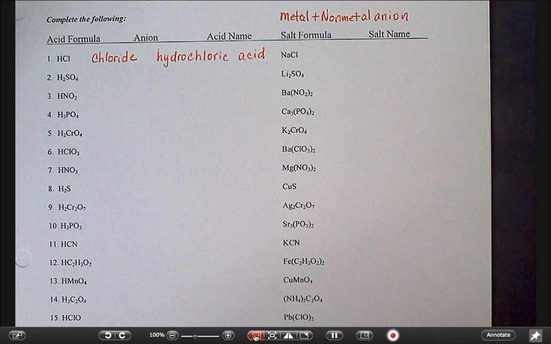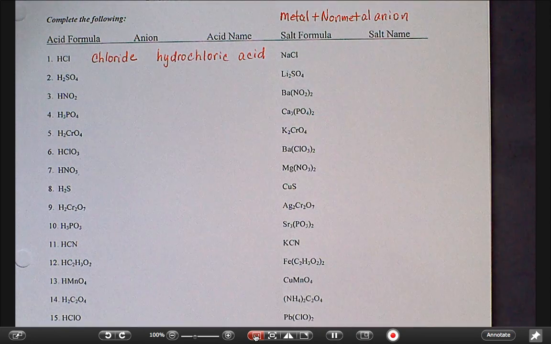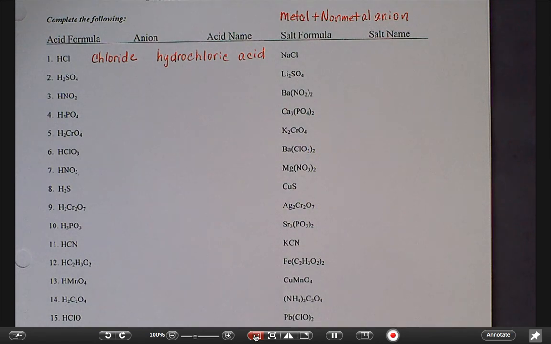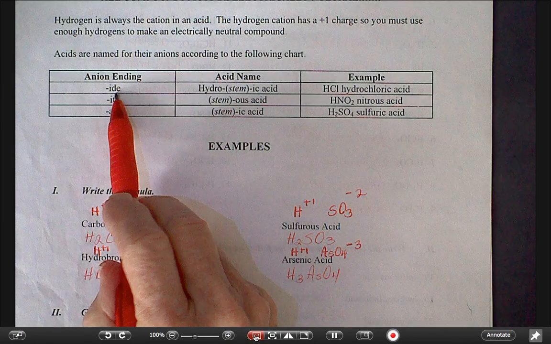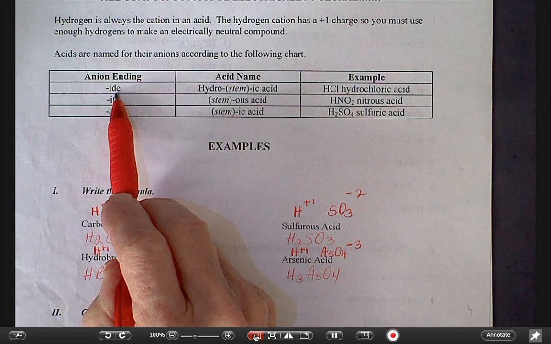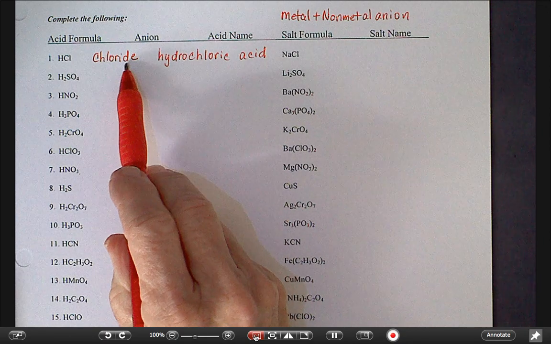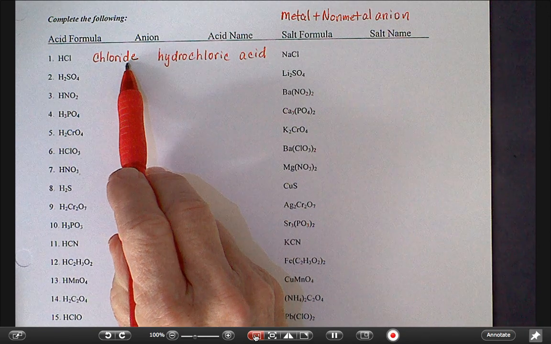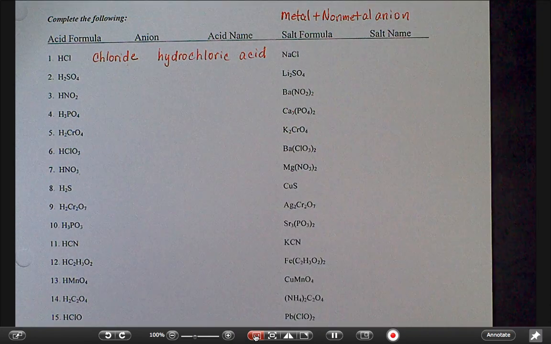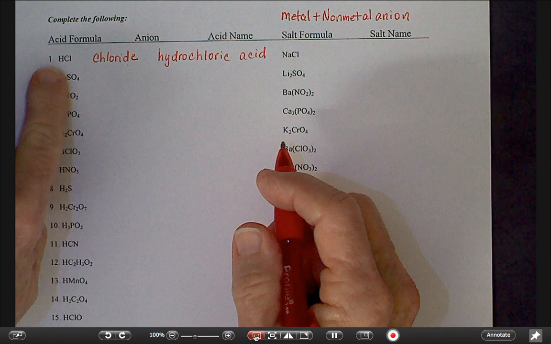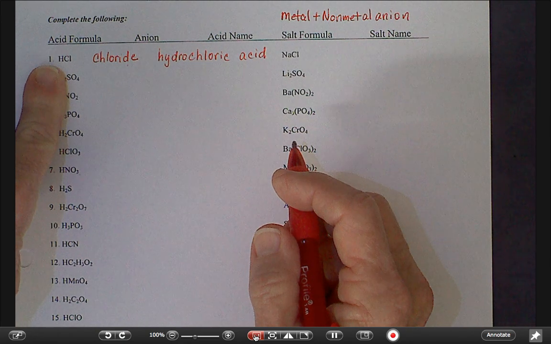Okay, so they're making you think. So you're going to have to look at your naming rules. Turn your acid paper back over. Do you see the anion ending for binary was what? IDE. Look what we did. Chloride, IDE, binary ending, had to go to hydro and then IC. Cover up the H. What do you see? Do you need your periodic table and your polyatomic sheet out? Yep.